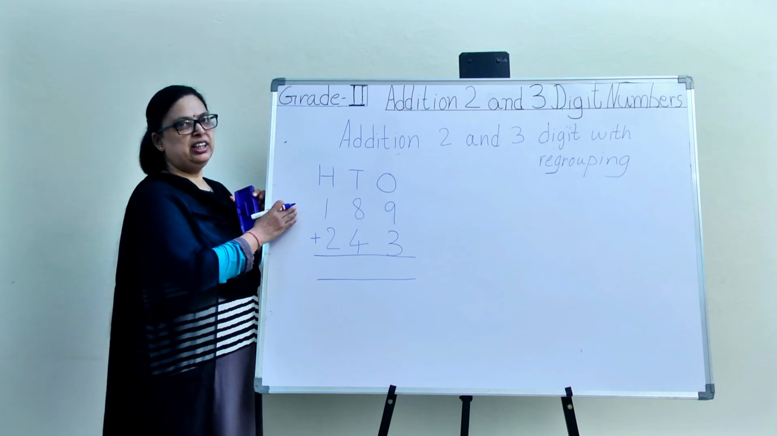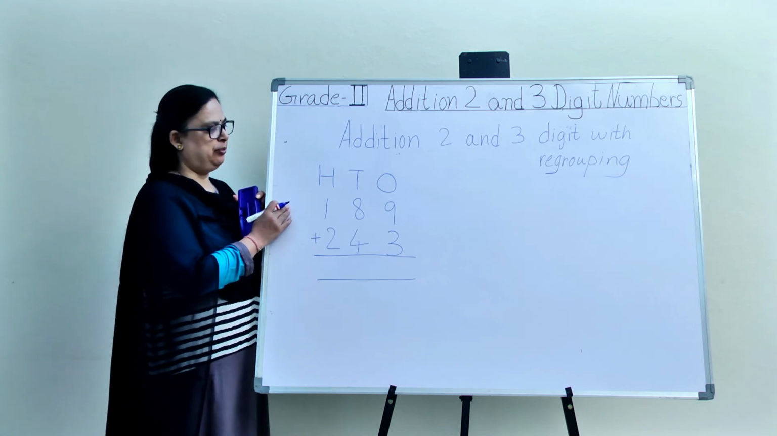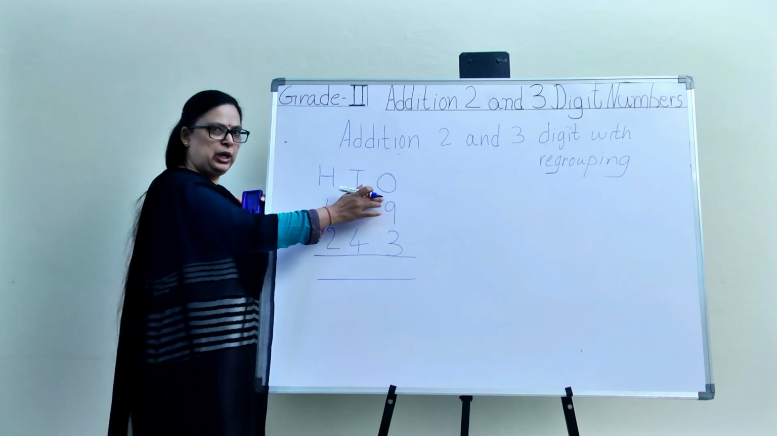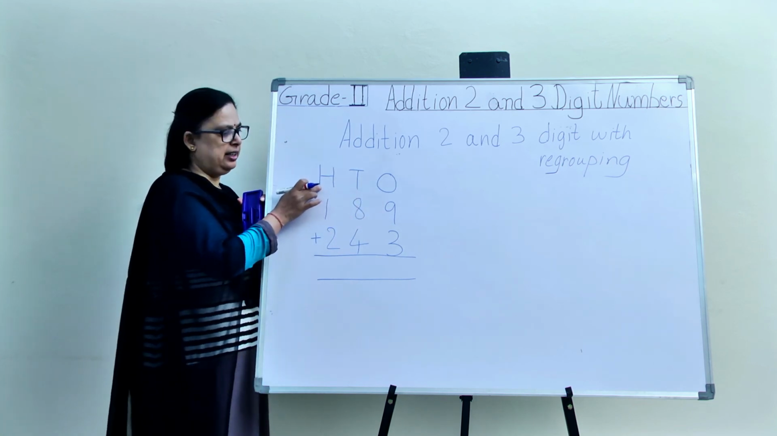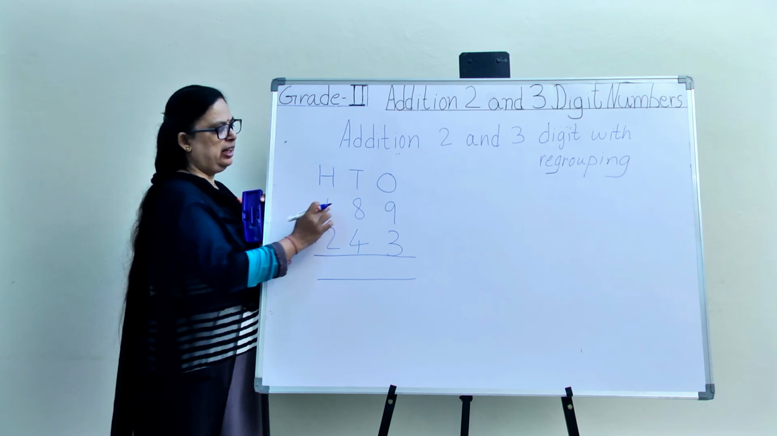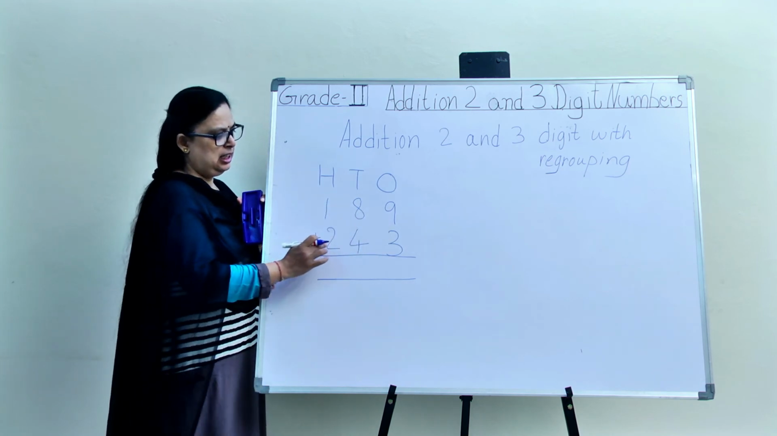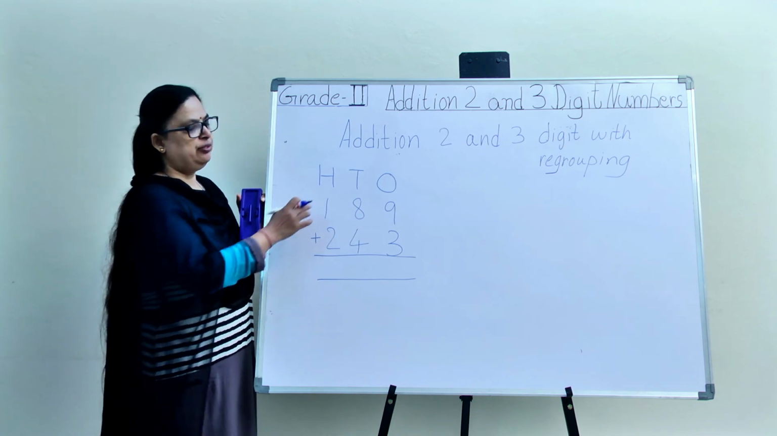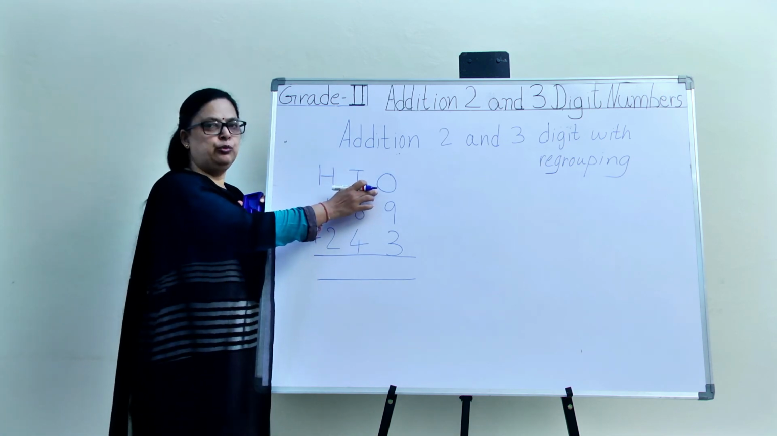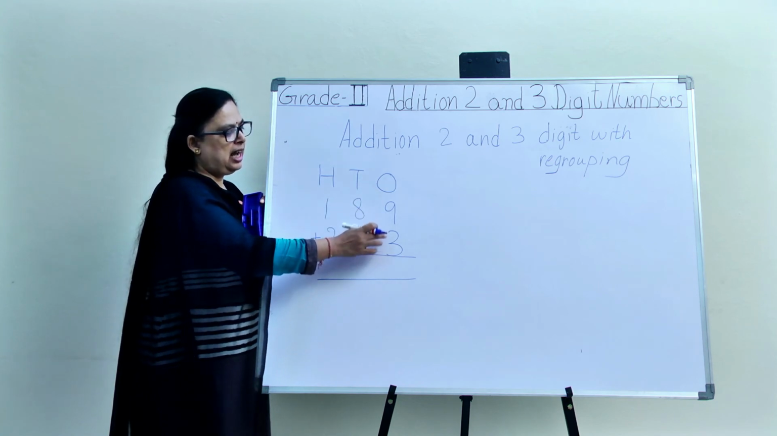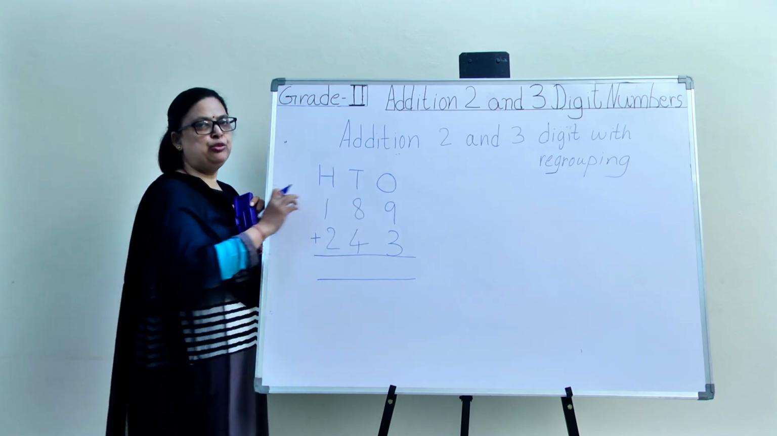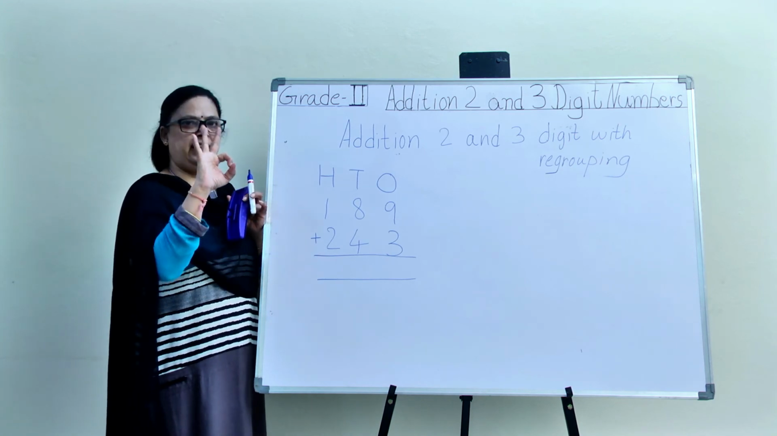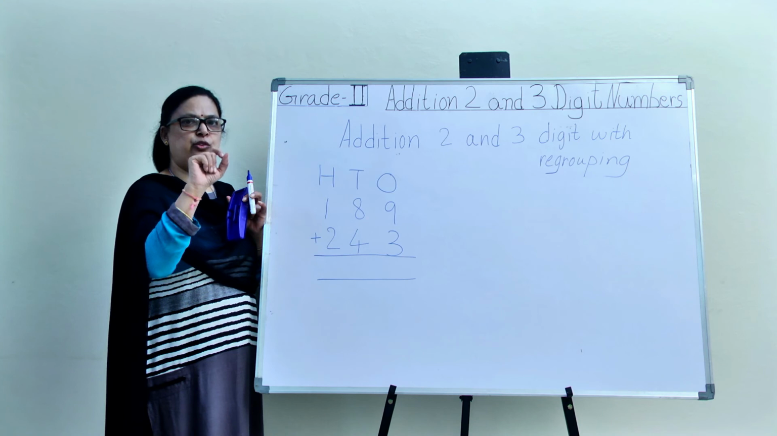Now children, look at the board now. We have taken a 3-digit number. So what are the columns that we are having in a 3-digit number? Ones, tens and hundreds. So the number here is 189 plus 243. Now what will we do first? We have to look at the digits in the ones column. Let us add them. 9 plus 3. 9 in your mind and 3 on your fingers. After 9, 10, 11, 12.